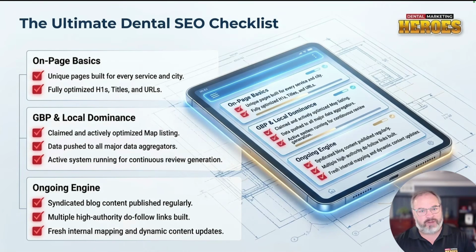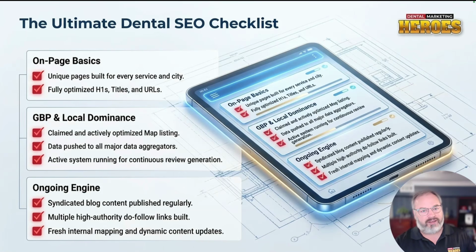All right, the ultimate dental SEO checklist. On-page basics. You need those unique pages built for services and cities. You need fully optimized H tags, titles, URLs, schema, all of the things we've already talked about. Google Business Profile and Local Dominance. You need to claim and actively optimize your map listings. You need to push your information to all of the data aggregators and directories.